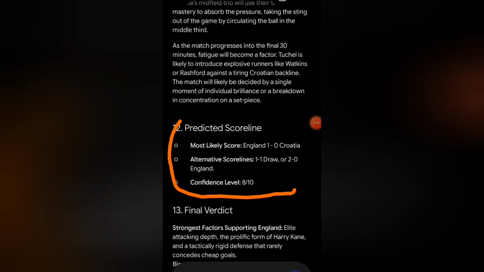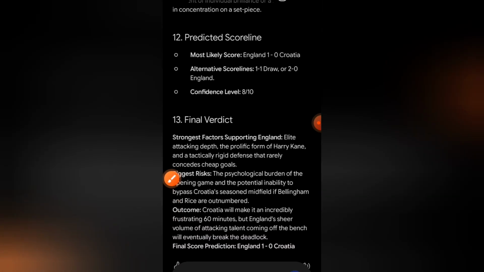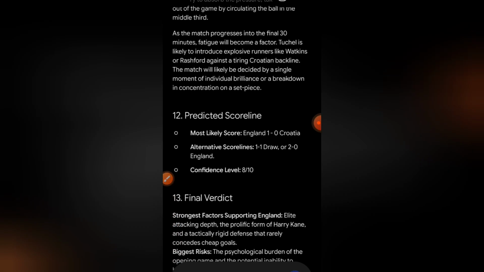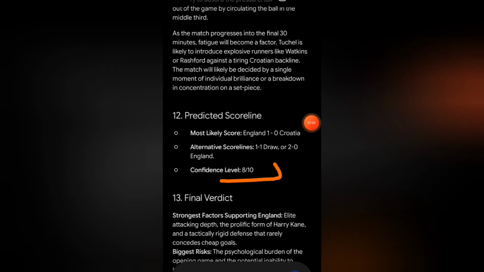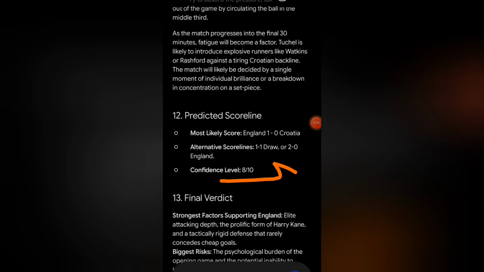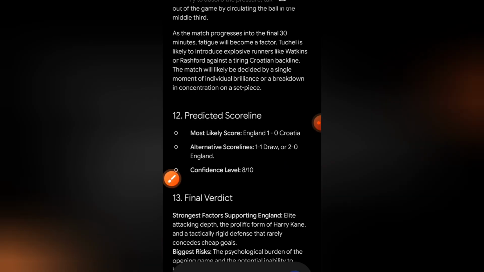If you look at it very well, most of the correct scores we have here fall under 3.5. The most likely score is 1-0, and the alternatives are 1-1 or 2-0. So the best option you guys can go for in this game, based on the trends I observe, is under 4.5 goals. So England against Croatia, under 4.5 goals.